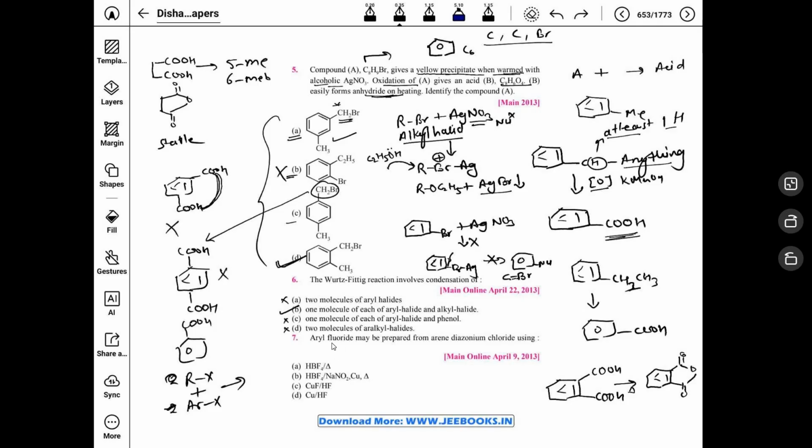Now moving to question number 7. Aryl fluorides may be prepared from arene diazonium chloride using. First option is the correct answer.